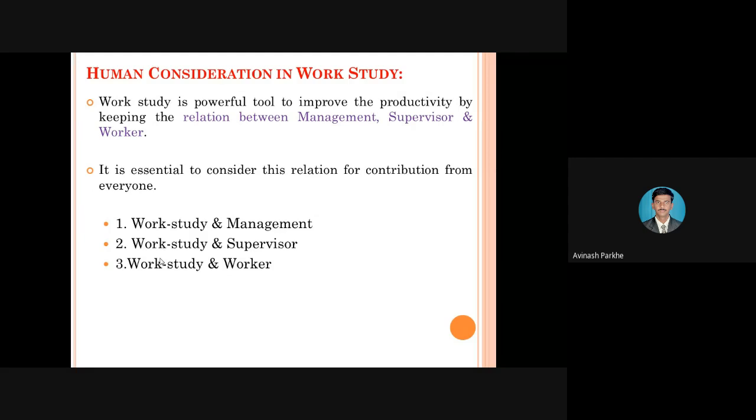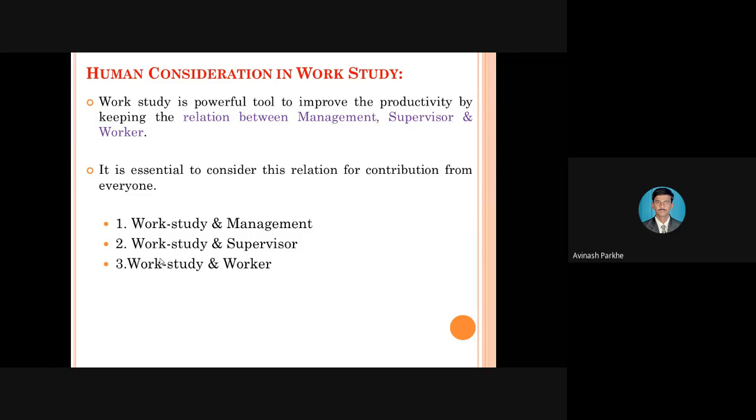So with this point, we have finished chapter number 1, whatever theoretical part is required. In this chapter, we started with the basic introduction of industrial engineering. We discussed what is meant by industrial engineering, what is the role of the industrial engineer, and the role of this subject in the industry.